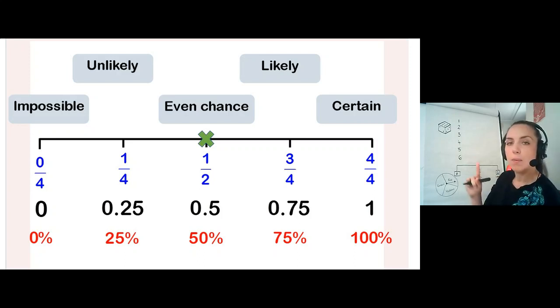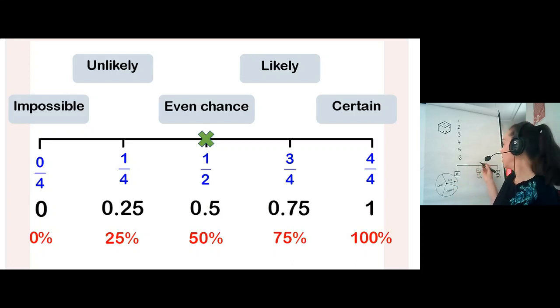When it asks you to then represent the answer to a question, you would add a cross, just like I've done on the screen. So the probability of a newborn baby being a girl is 50-50. So you would then pop your cross in there.